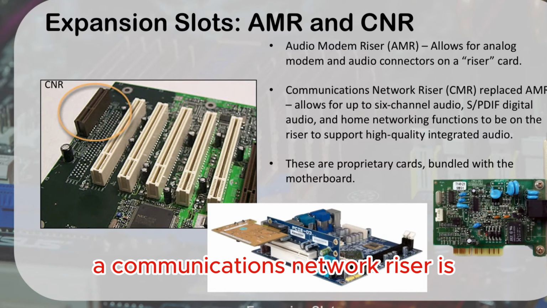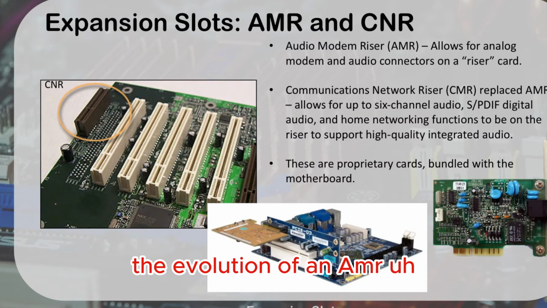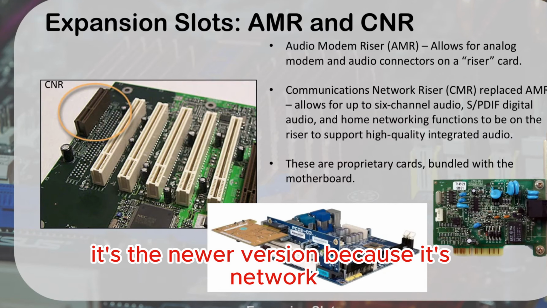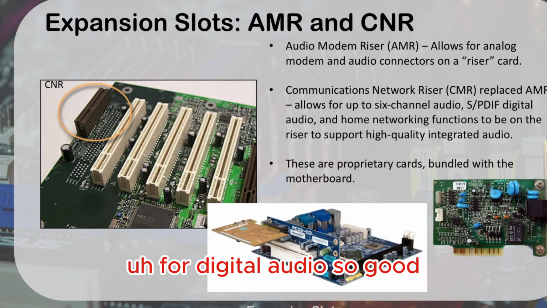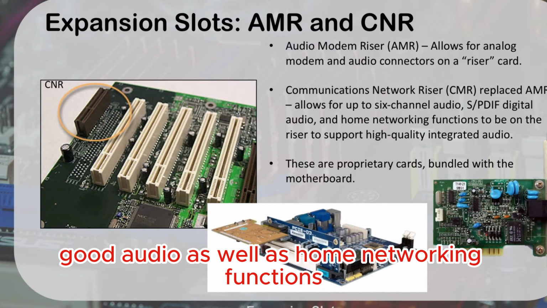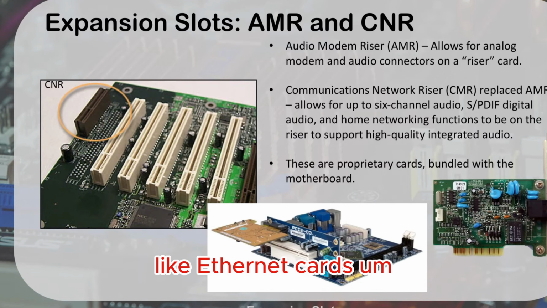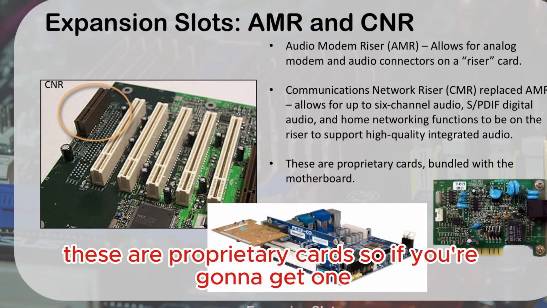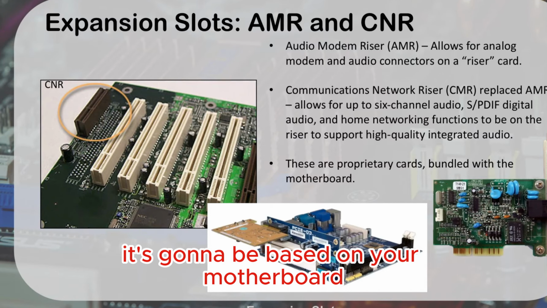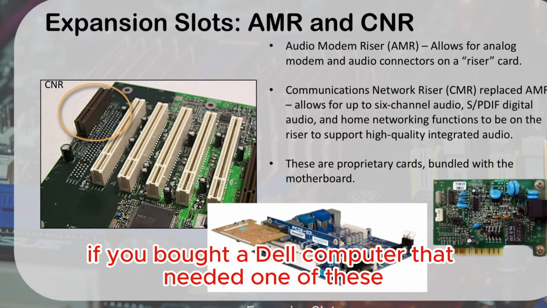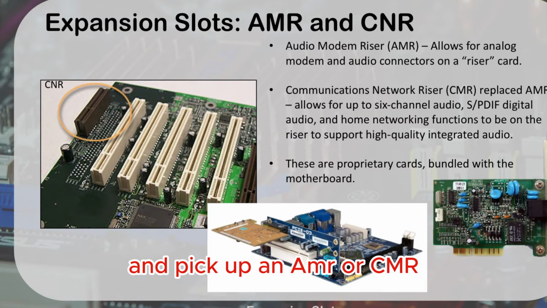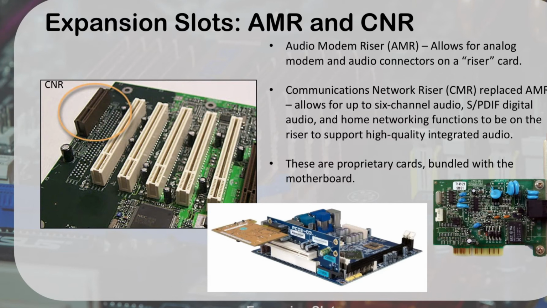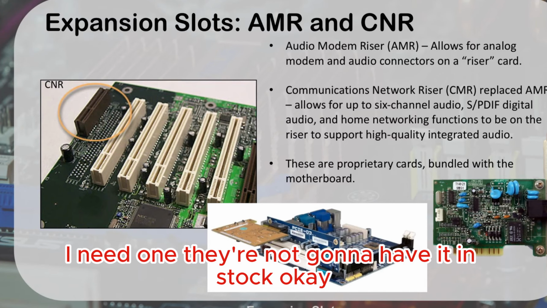A communications network riser is the evolution of an AMR. It's the newer version because it's network. It actually has 6-channel audio for digital audio, so good audio, as well as home networking functions like Ethernet cards. These are proprietary cards, so if you're going to get one, it's going to be based on your motherboard. So if you bought a Dell computer that needed one of these, it would come with a riser card from Dell. Okay, you're not just going to go down to Best Buy and pick up an AMR or a CNR and be like, hey, I need one. They're not going to have it in stock.